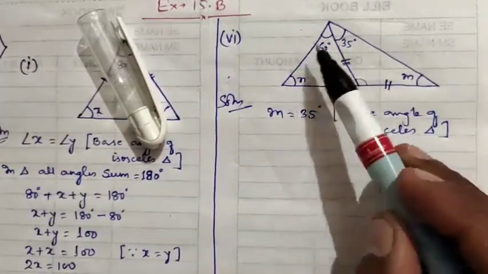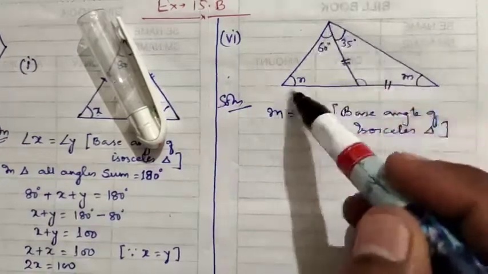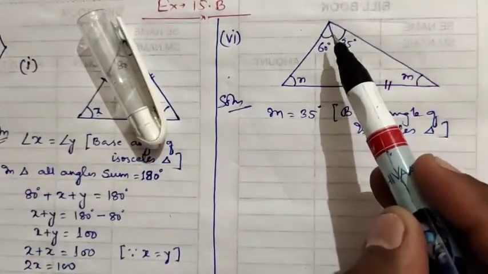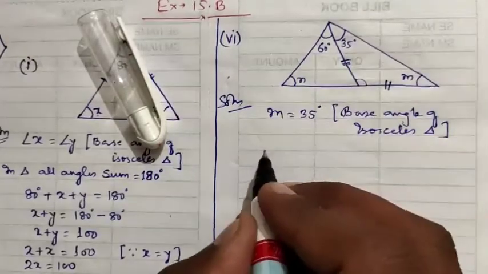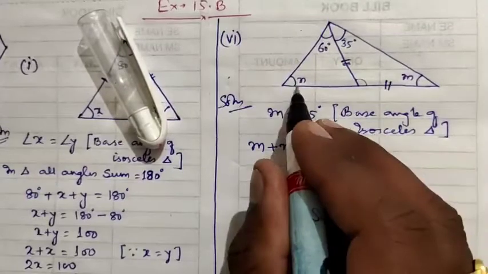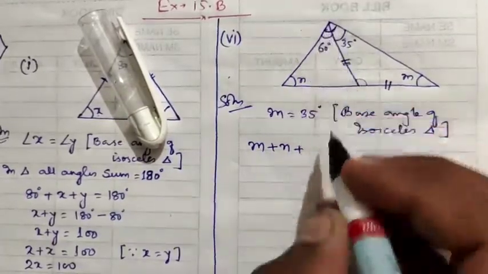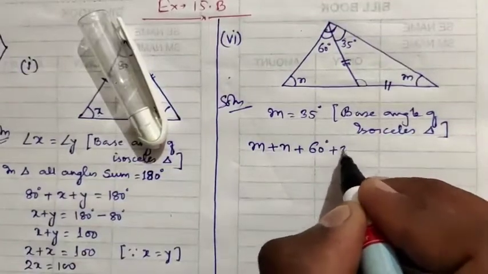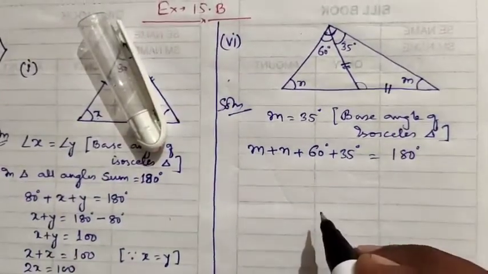Now we have to calculate the value of n. Now what we will do, we will remove this line. If this line is removed, there will be a very big triangle. Now in that big triangle, first angle m plus second angle n plus third angle, which will be the combination of both these angles, that is 60 degrees plus 35 degrees, and the sum will be 180 degrees.